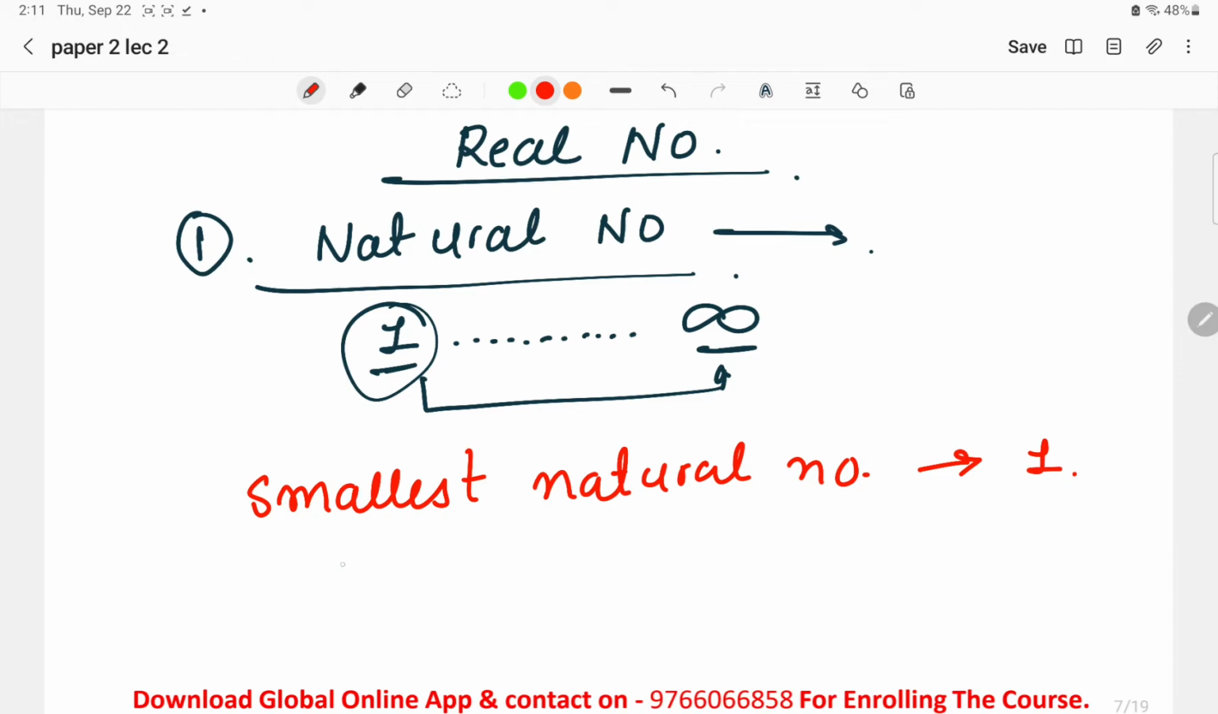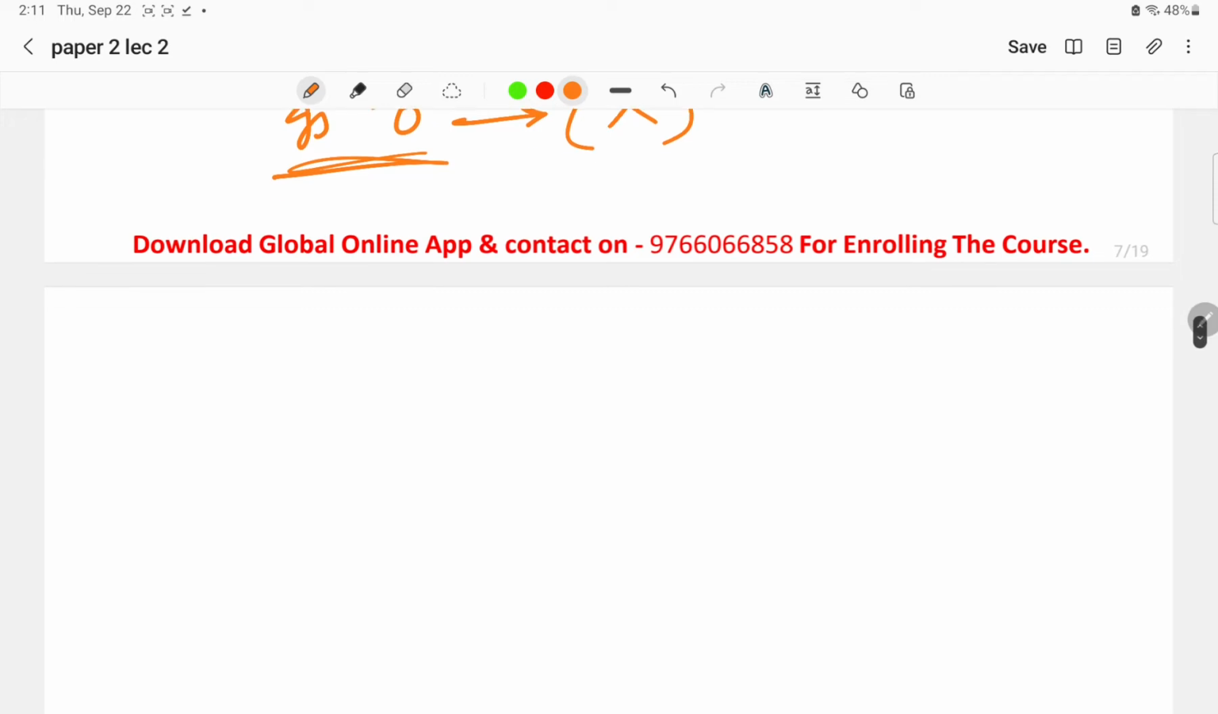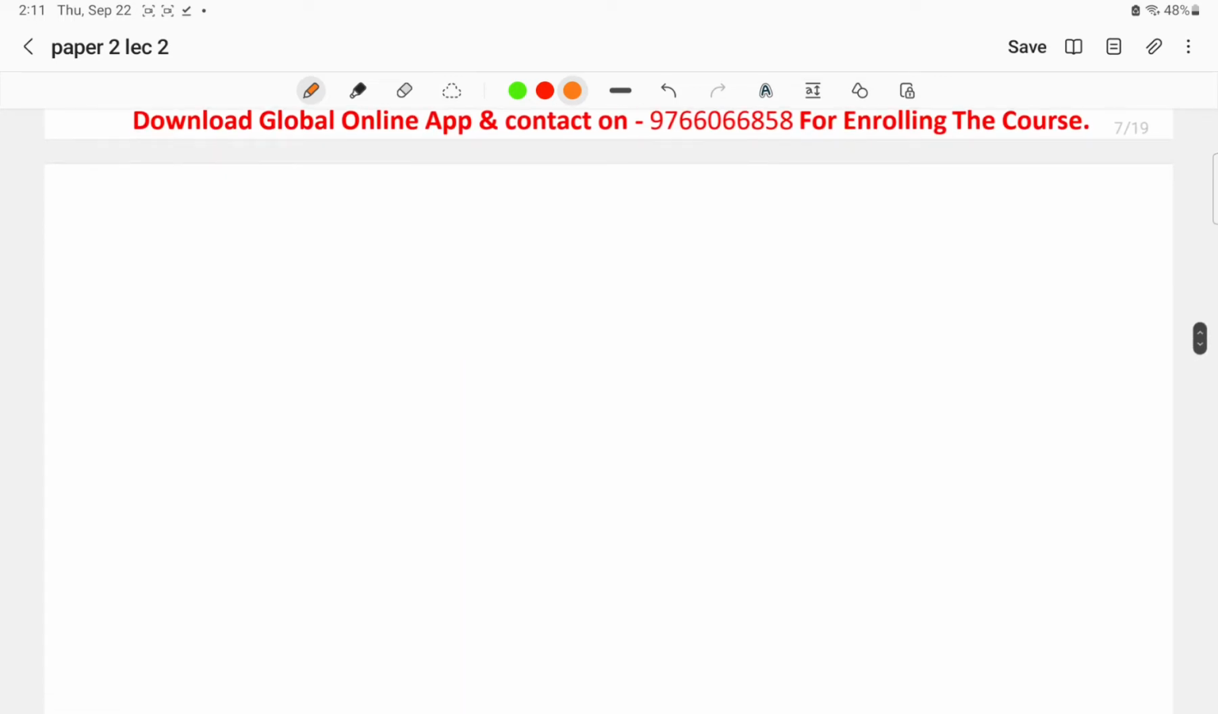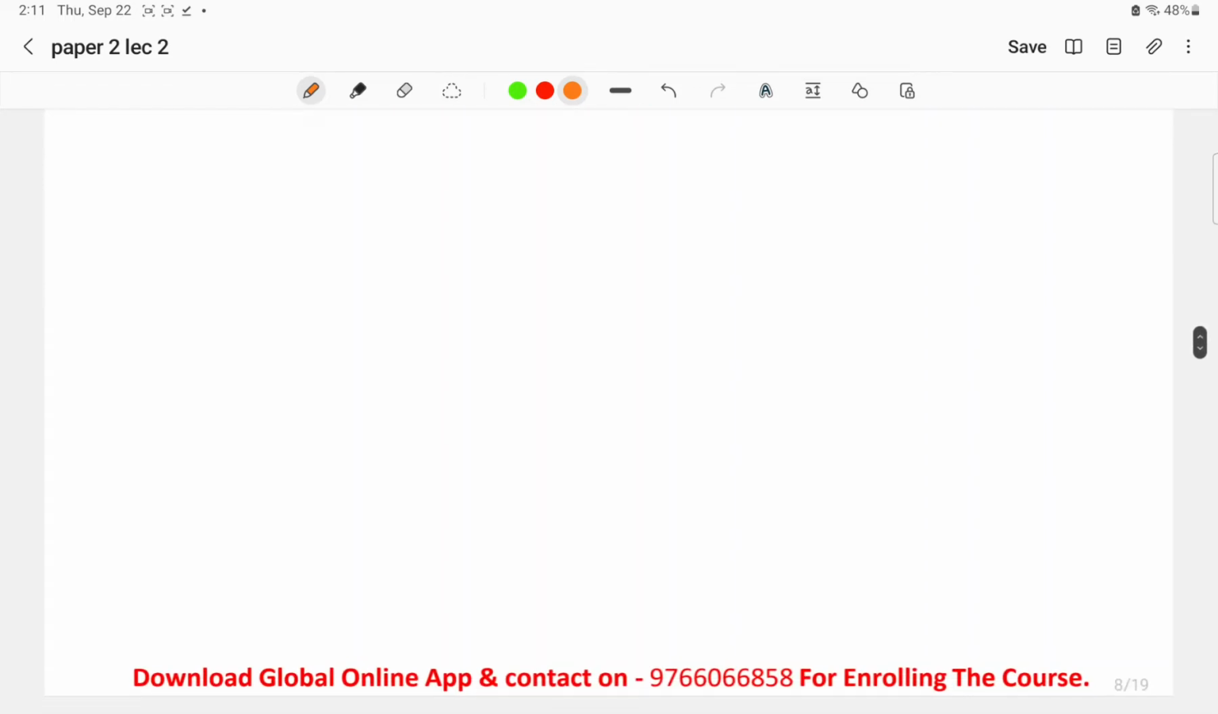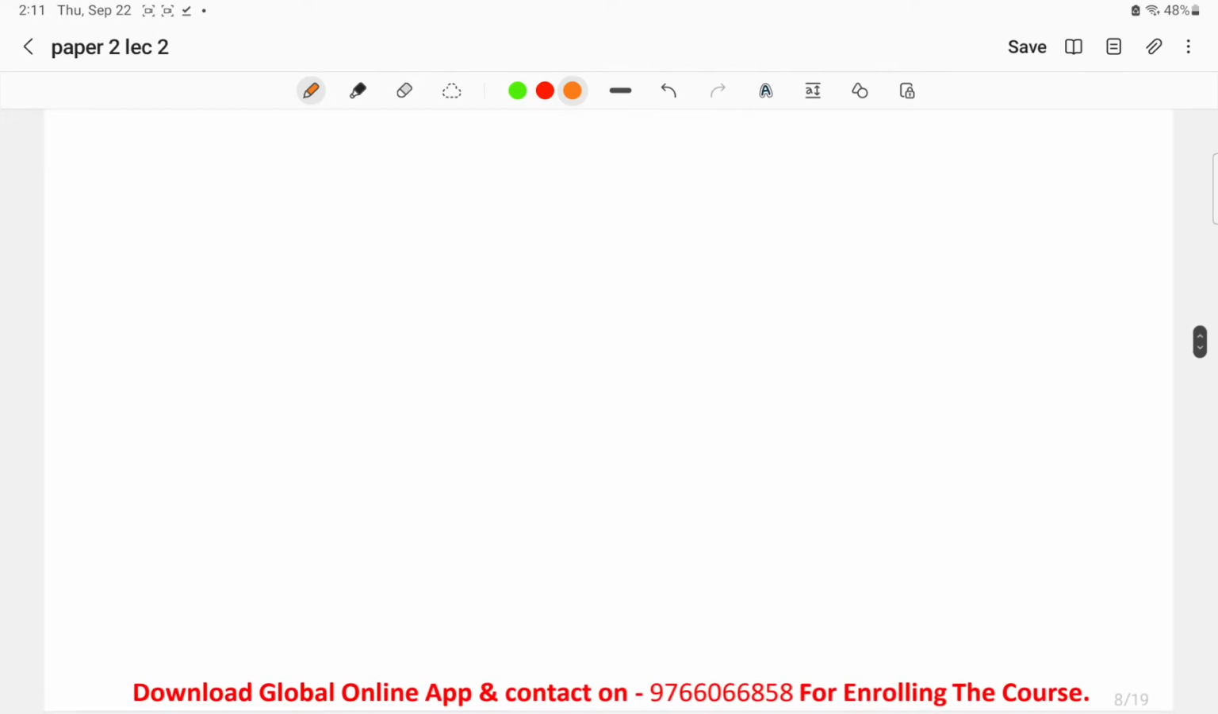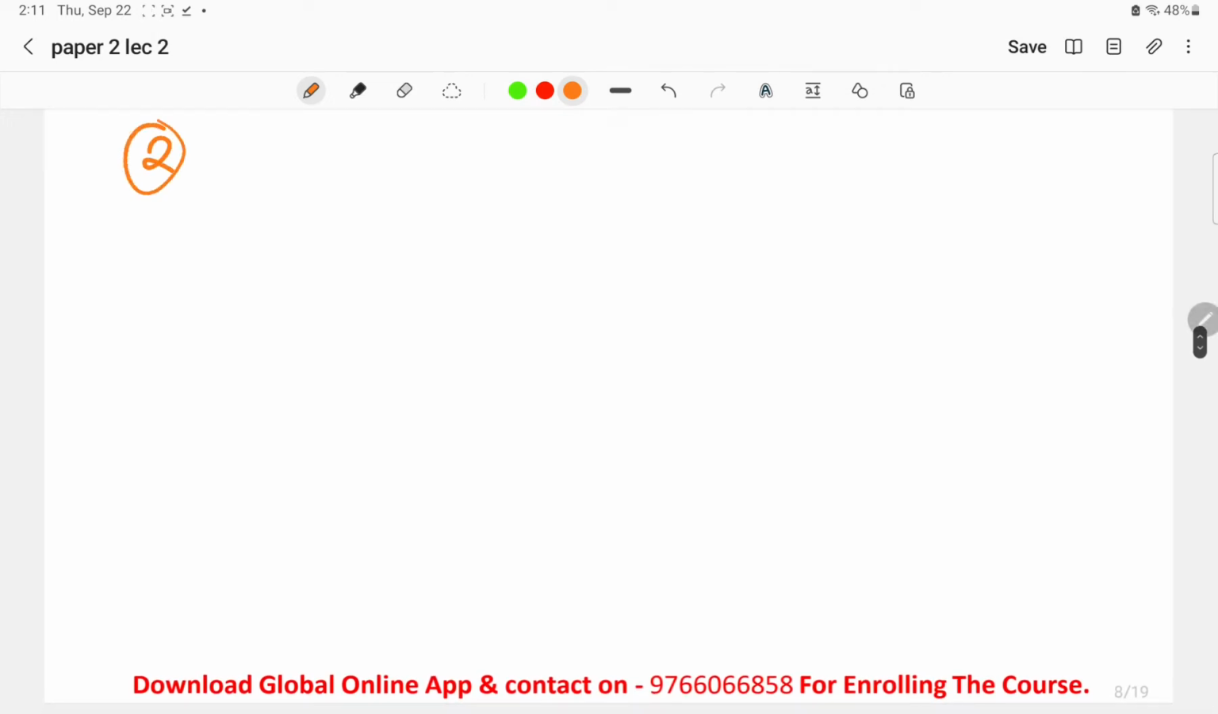Now, is 0 a natural number? This can be a question asked to us. So 0 is not a natural number because the natural numbers start from 1 and they end at infinity. So this was the thing that we have to keep in mind regarding the natural numbers. Next, when we move to the second point from the real numbers, it will be whole numbers.